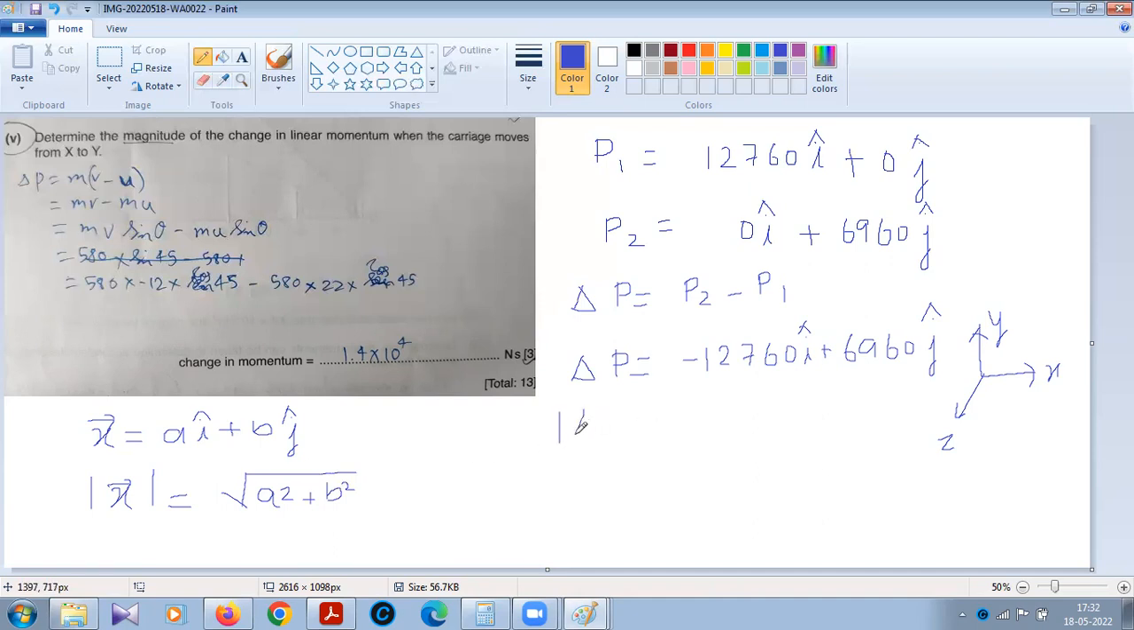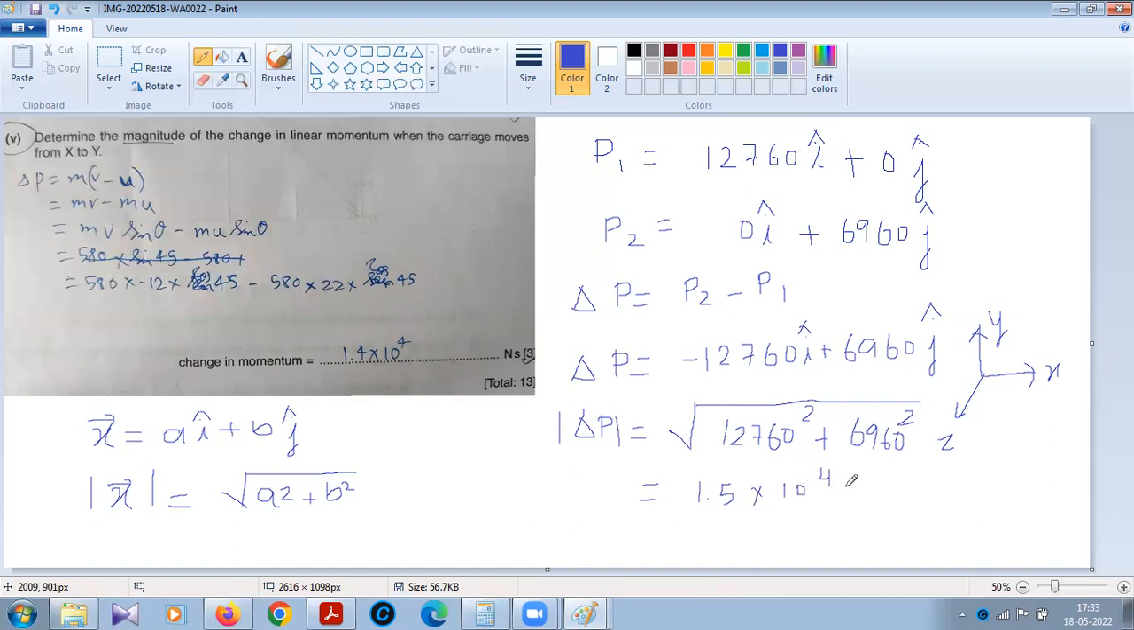So the magnitude of this momentum will be delta p, and I will put it in the mod sign. So this will be equal to under root of square of this and a minus 1.12760, square it. Even if it is a minus, it will get positive. So this square plus this square, you find out this value, it will come out same as what is given in the marking scheme. Try to find out this value, how much it is. It's 1.4534. So you can round it off to 1.5 times 10 to the power of 4.